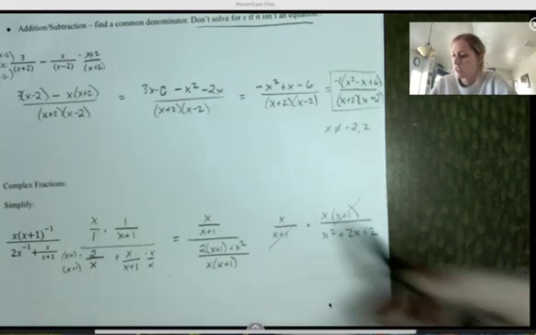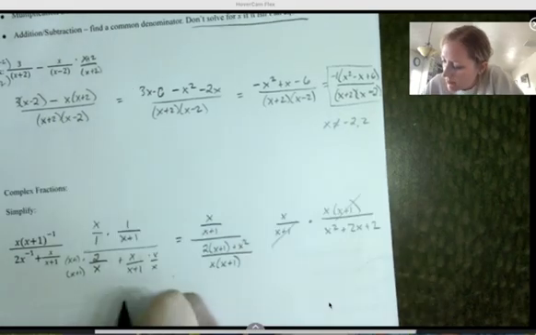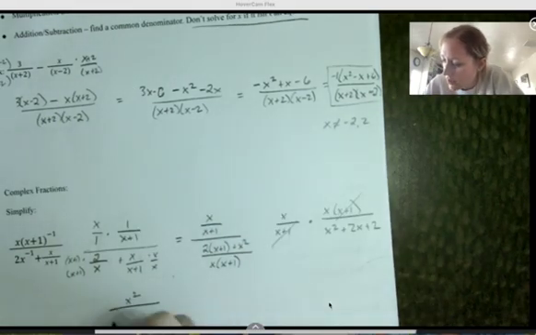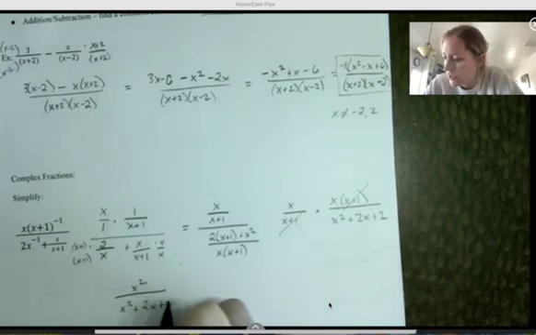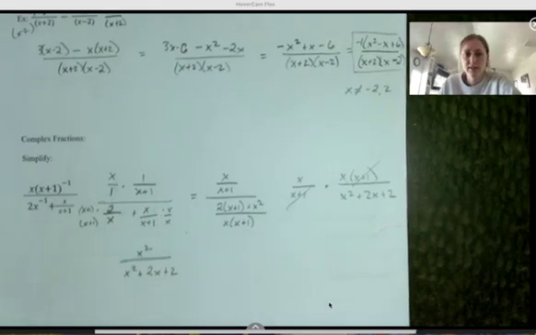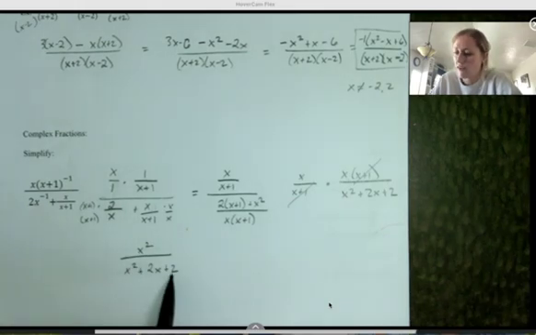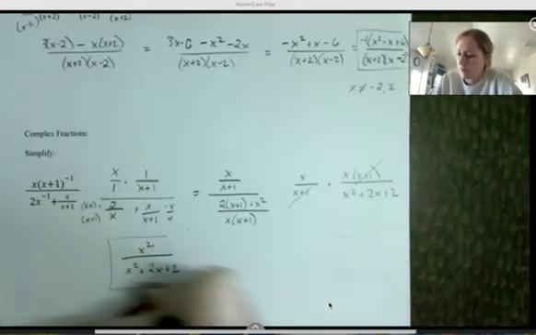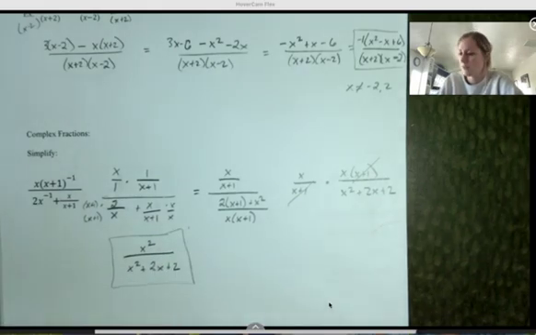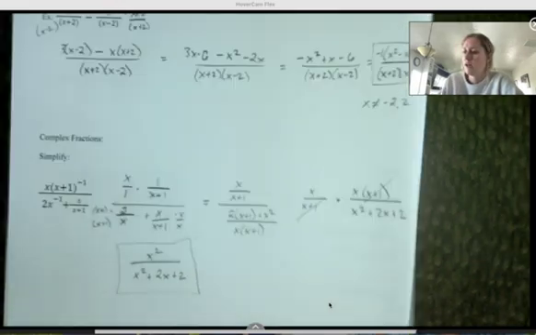And I'm going to get x squared on the top. x squared plus 2x plus 2. Let's see here. I don't think I can factor this. Numbers that multiply to be 2 that add to be 2. So this is going to be my simplified expression. All right.